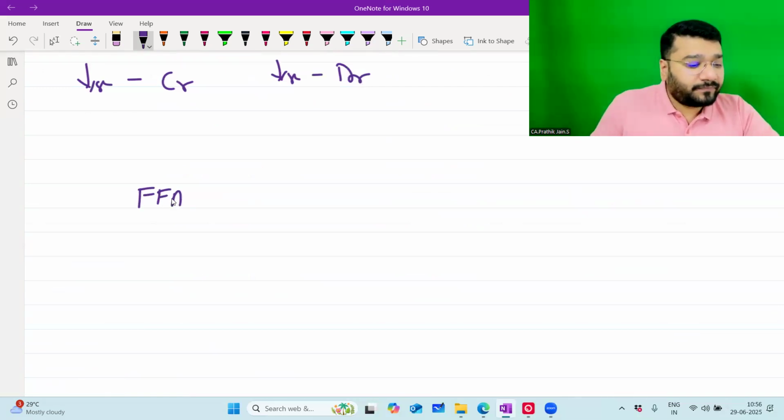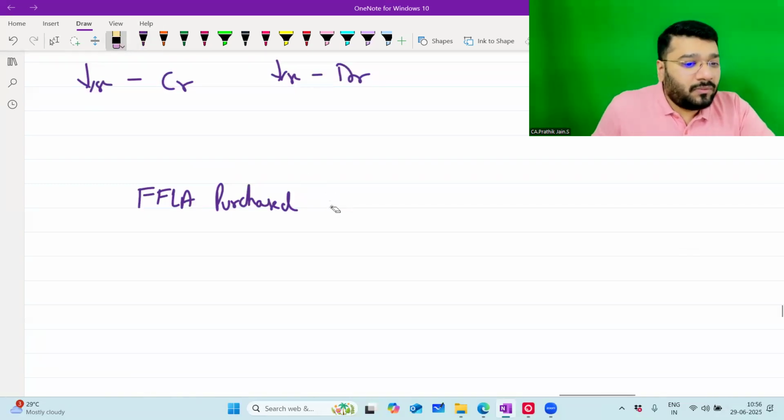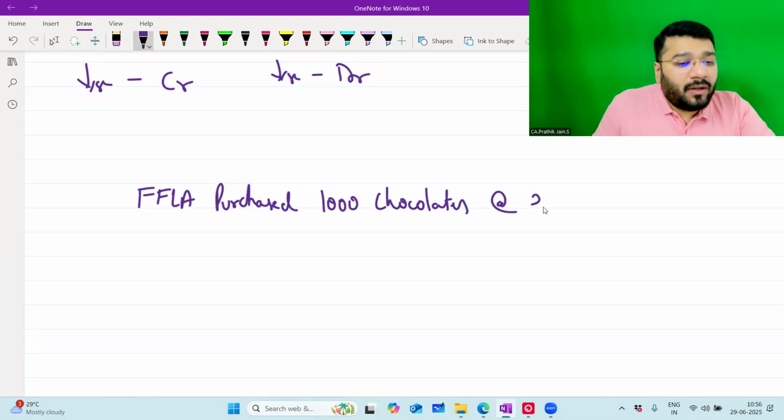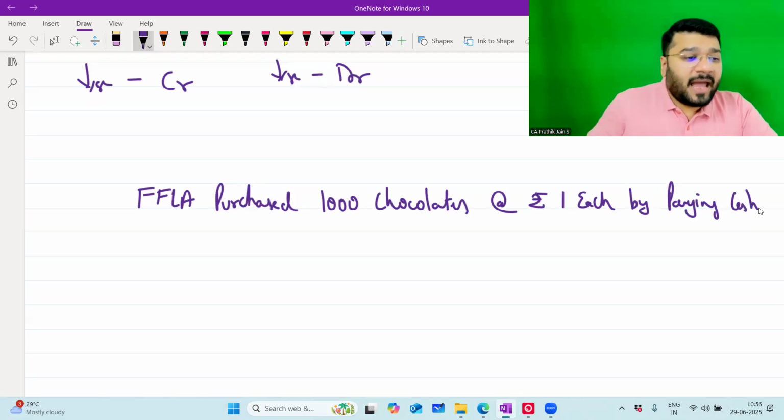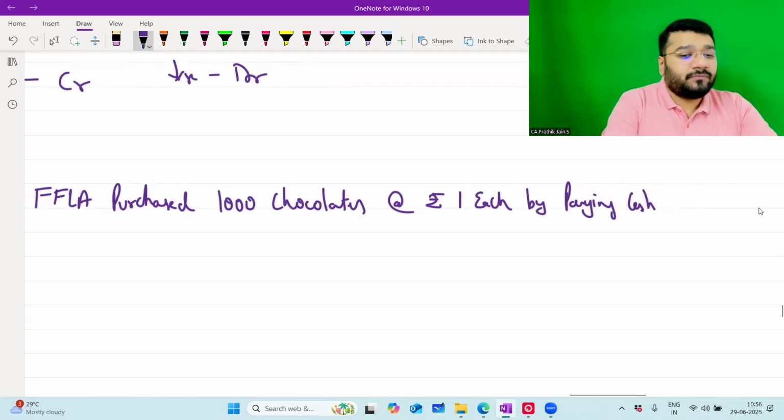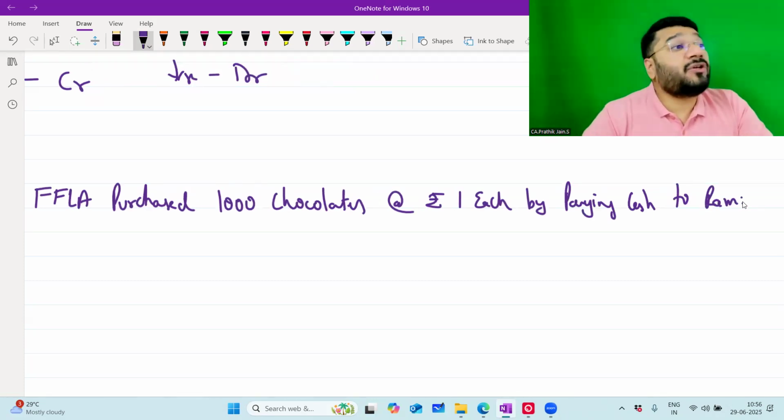FFLA purchased a thousand chocolates at rupees 1 each by paying cash to Ram. First of all, is this a business financial transaction?